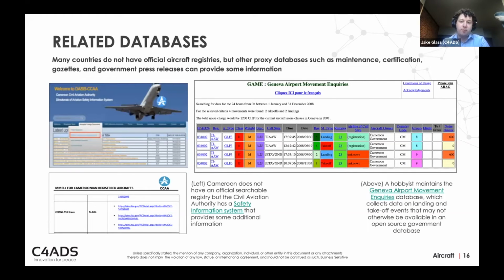In addition to aircraft ownership information, there are some other very useful databases, and that includes the Geneva Airport Movement Inquiries database. So this is a website that is regularly updated and shows all of the aircraft that are taking off or landing at Geneva Airport. There are some other resources that you can use even when aircraft ownership information isn't available. Sometimes countries will publish information on specific planes and their maintenance status, their airworthiness. For example, Cameroon's safety information system is a useful resource, even though they don't make ownership information publicly searchable on their website.